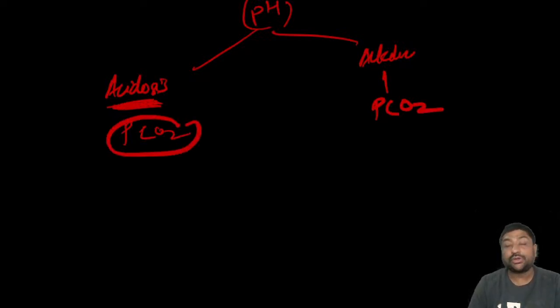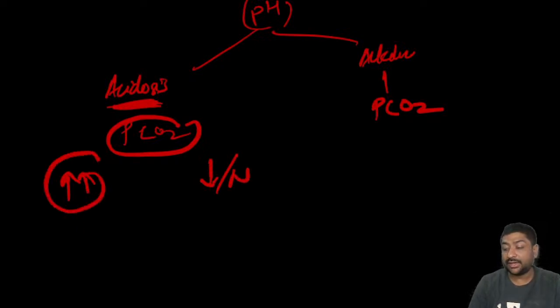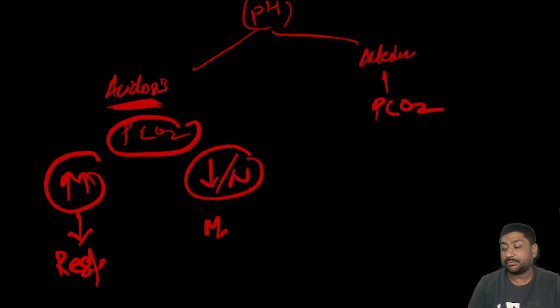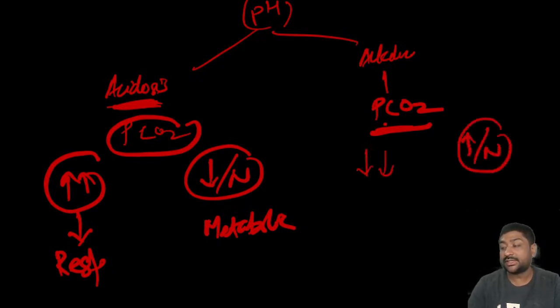So in acidosis, if it is a respiratory acidosis, we know that PCO2 will be increased. If it is decreased or normal, in this case, it is metabolic. If it is a respiratory alkalosis, then PCO2 has to decrease. If PCO2 increases or is normal, in this case, it is metabolic, and in this case, it is respiratory.